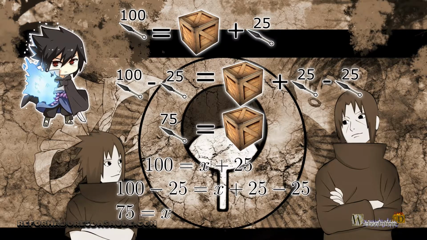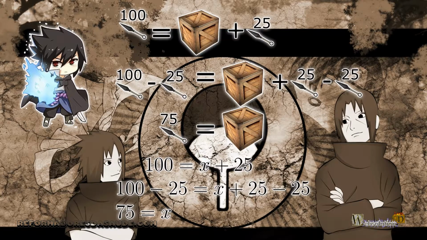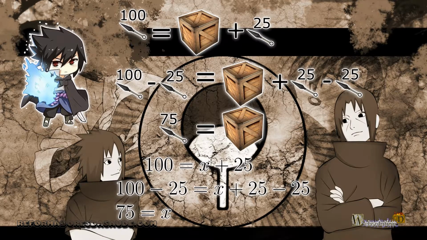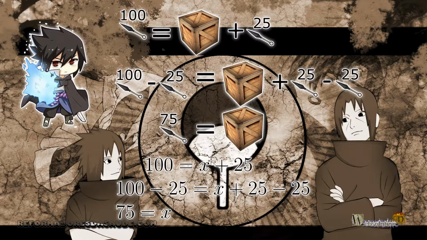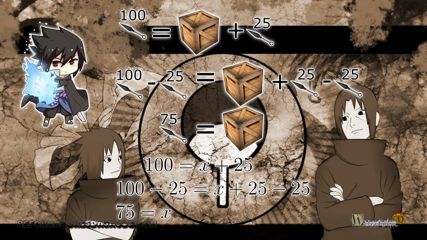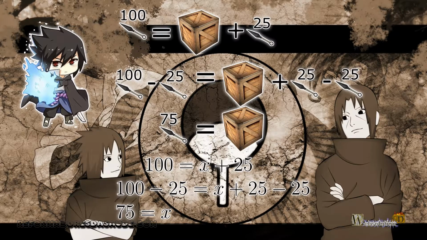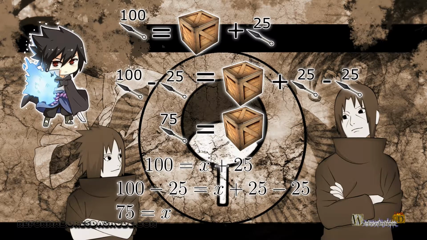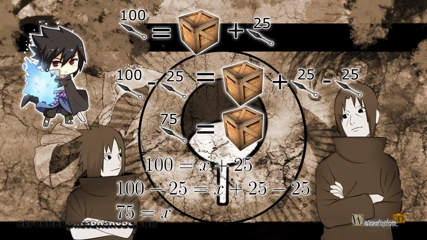If we put it in a mathematical equation, we have 100 equals x plus 25. We take 25 out of 100, and we have this equals x plus 25 minus 25, because we took it out before. What's left is the box, which has 75 kunai.